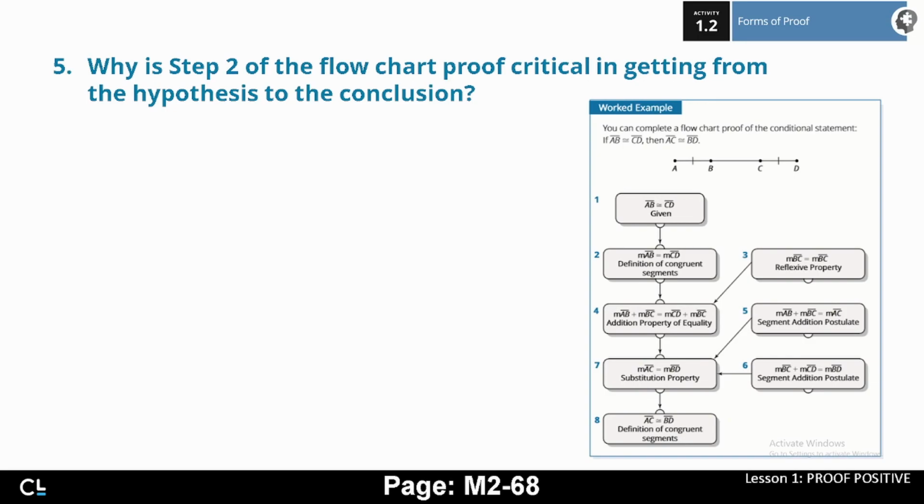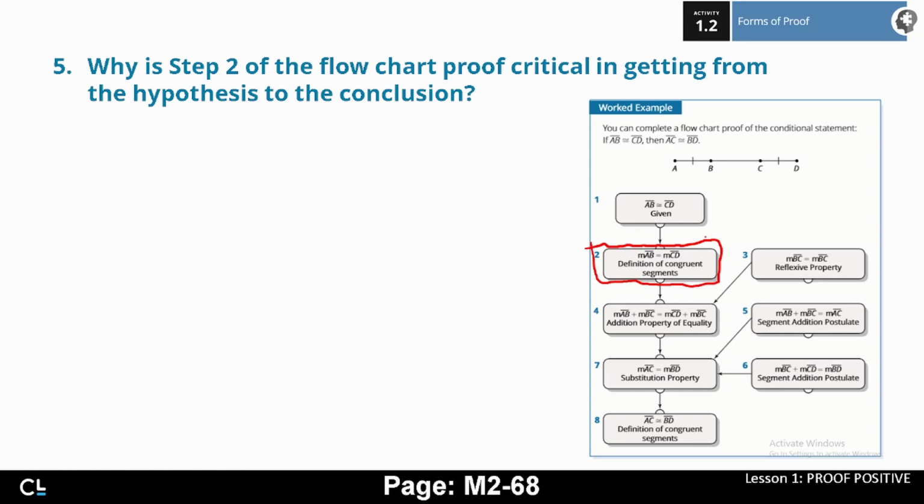So now we're going to break this down a little more, but with explicit questions. This is on page M268, by the way. So it says, why is step 2 of the flowchart proof critical in getting from the hypothesis to the conclusion? So step 2 is right here. That's what we're focusing on. Why is this a critical step?